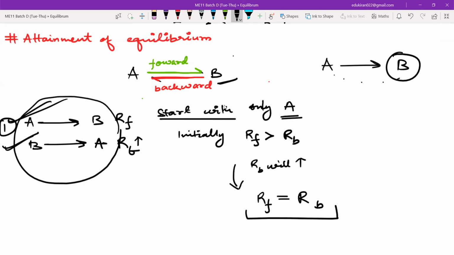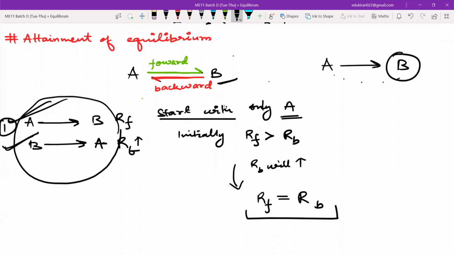Tell me, any problem? No, sir. All of you understood this? Yes, sir. After a very long time, that is going to happen. After a very long time, rate of forward will be equal to rate of backward. I hope everything is clear till here.